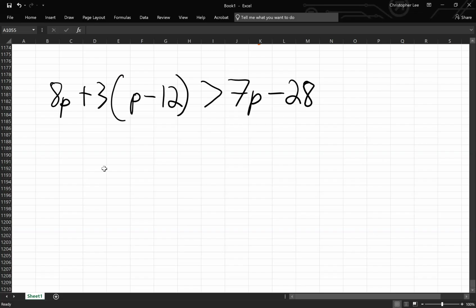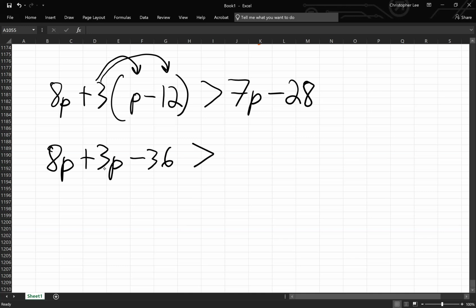Yes, very good, right? That's my first step. Excellent. All right, so now what do I have? I have 8P plus 3P minus 36 is greater than 7P minus 28. All right, very good. So right after that, what do I want to do? I want to combine like terms. Why?